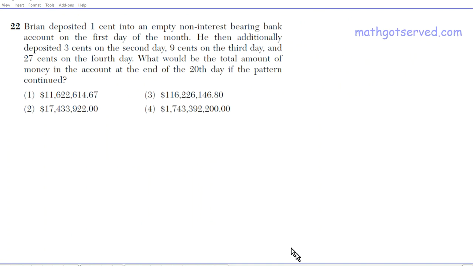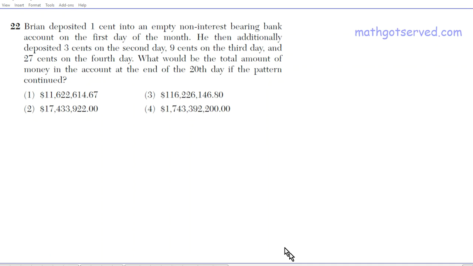Let's take a look at 22. It reads, Brian deposited 1 cent into an empty non-interest bearing bank account on the first day of the month. He then additionally deposited 3 cents on the second day, 9 cents on the third, and 27 cents on the fourth. Question, what would be the total amount of money in the account at the end of the 20th day if the pattern continued? So we're going to be finding the sum of a sequence of numbers.